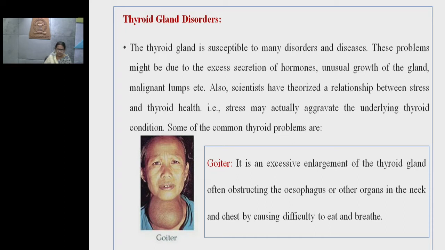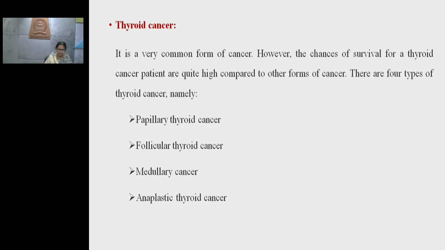It is an excessive enlargement of the thyroid gland, often obstructing the esophagus or the organs in the neck region and chest by causing difficulty to eat and breathe. Then thyroid cancer. It is a very common form of cancer. However, the chances of survival for thyroid cancer patients are quite high compared to other forms of cancer. There are 4 types of thyroid cancers as follows: papillary thyroid cancer, follicular thyroid cancer, medullary thyroid cancer, and anaplastic thyroid cancer.